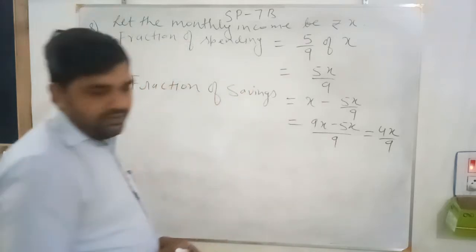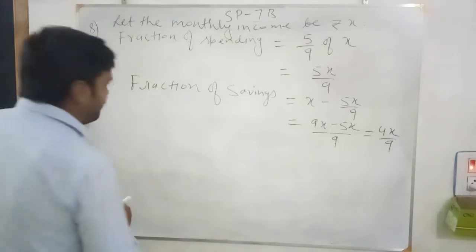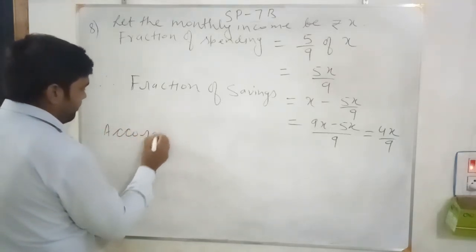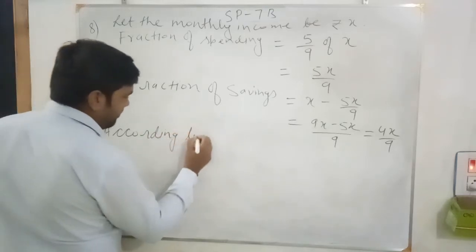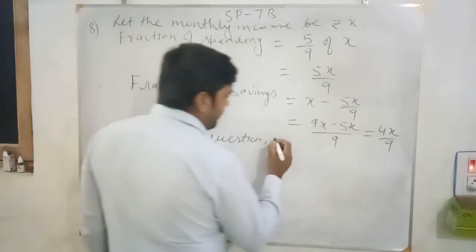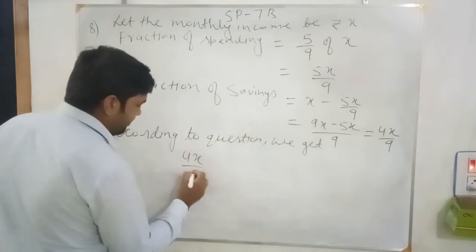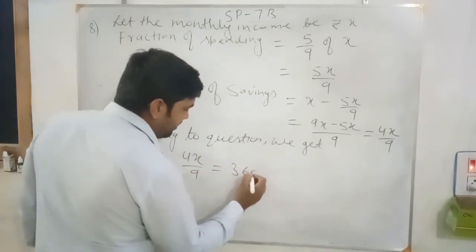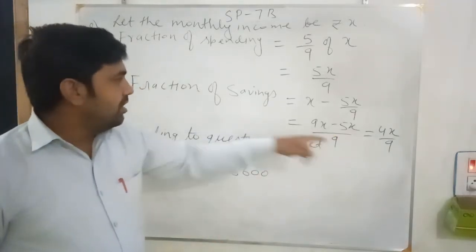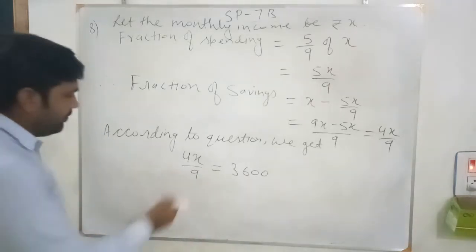So 4x by 9 is the saving, and this saving is given in the question, that is 3600. According to the question we get 4x by 9 is equals to 3600, because his monthly saving is given. This 4x by 9 is also the monthly saving, and this 3600 is also the monthly saving. So we have to calculate x.